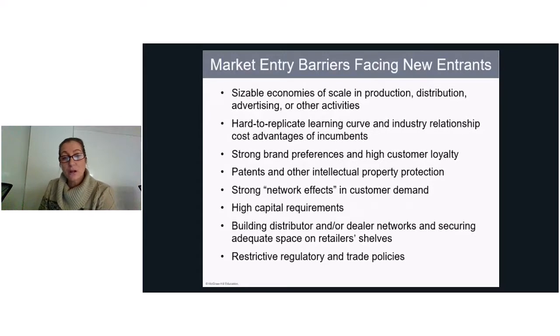Also, we need to look at the sizable economies of scale in terms of production and distribution and advertising and other activities. We need to look at the learning curve, you know, is there much tacit knowledge? You have to know what you're doing, or can you learn this quickly? So there are cost advantages to those who are already in the battleground. Customer loyalty and strong brand preferences may also be a barrier to entry.